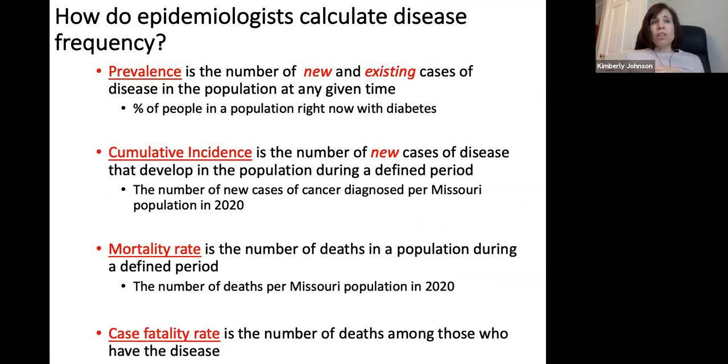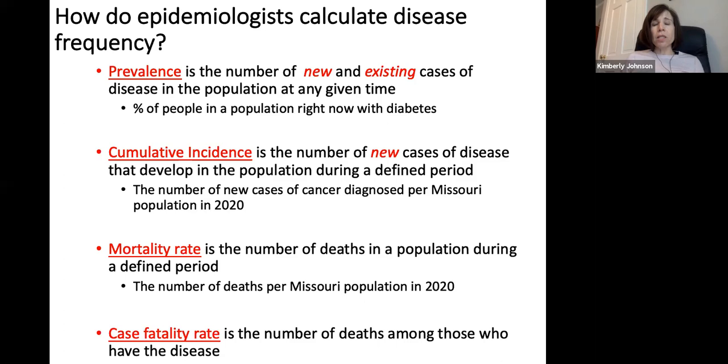You can think of it as a snapshot of how many people are living with the disease right now in a population. An example of that would be the percent of people in a population right now with diabetes. Cumulative incidence is different, and it is the number of new cases of disease that develop in a population during a defined period.